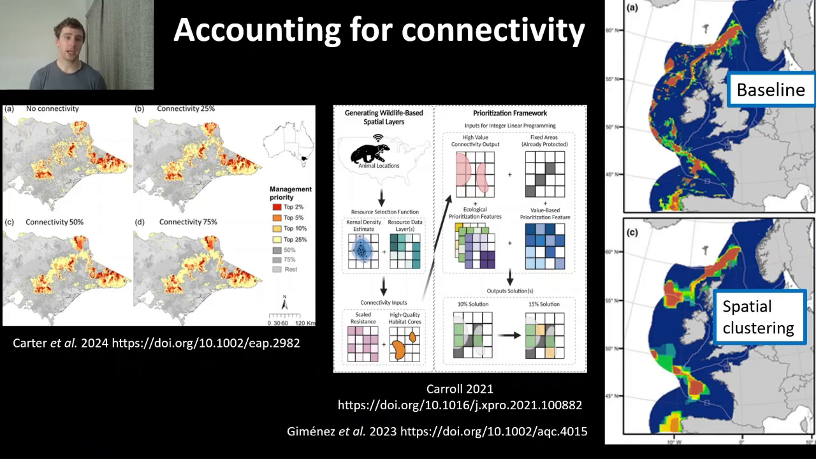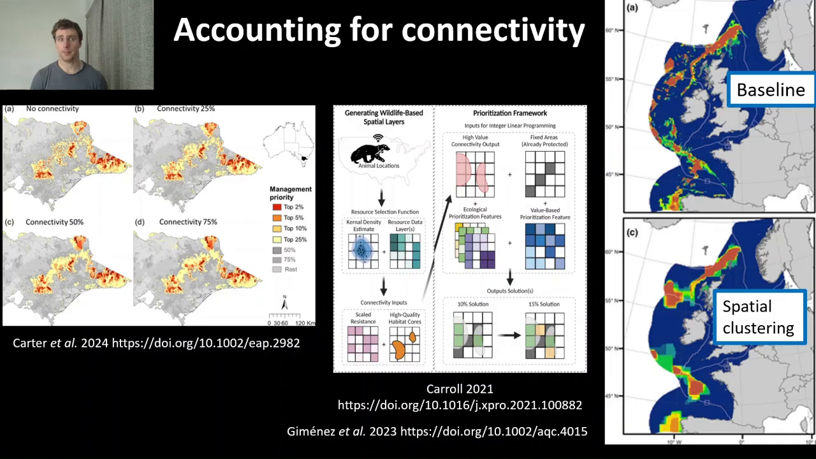And the way that we can account for this in our prioritizations is by using a variety of different data. So we can use data from animal telemetry to parameterize how individuals move across a landscape. We can also obtain information that describes broad-scale connectivity based on patterns of landscape resistance.